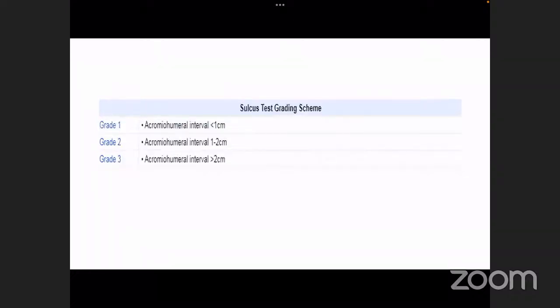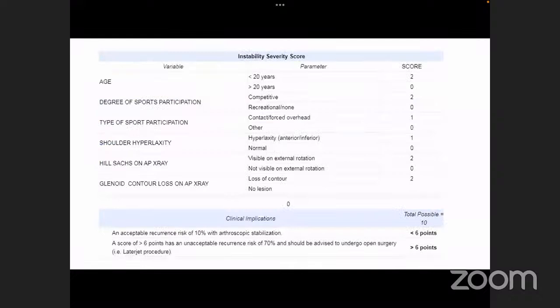I will not be discussing the special tests of shoulder instability because we will have to do it in another lecture. The sulcus test is very important, especially in multidirectional instability. In grade 1 the acromiohumeral interval will be less than 1 centimeter, 1 to 2 centimeters in grade 2, and in grade 3 the acromiohumeral interval will be more than 2 centimeters.